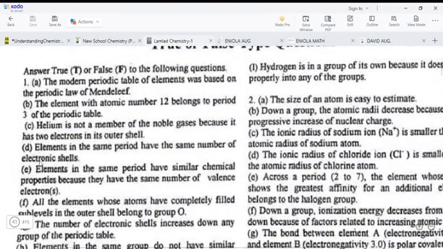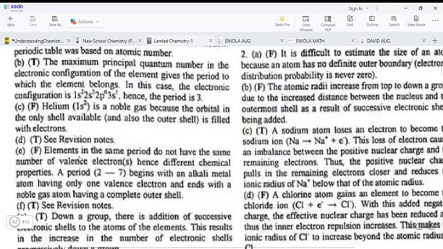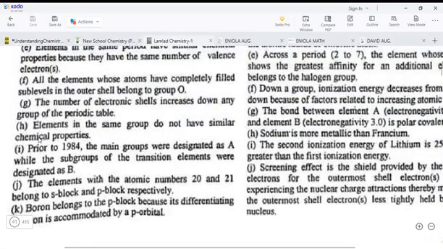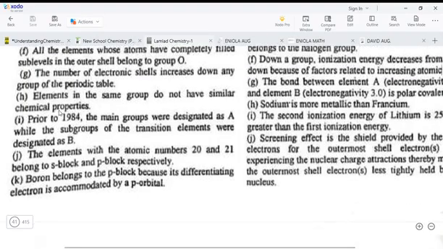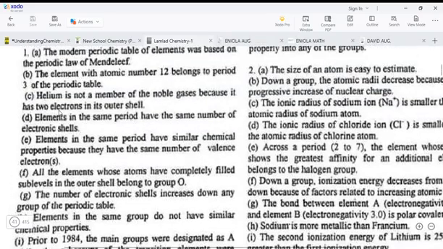What do we have in the elements in the same period have the same number of electronic shells? Yes, elements in the same period have the same number of electronic shells, so that's true. From what I explained earlier, when you look at each element, each period, those that are in period 2 will have 2 shells. Those that are in period 3, once they are in the same period, they will have the same shells. Then the next one here, that's E.